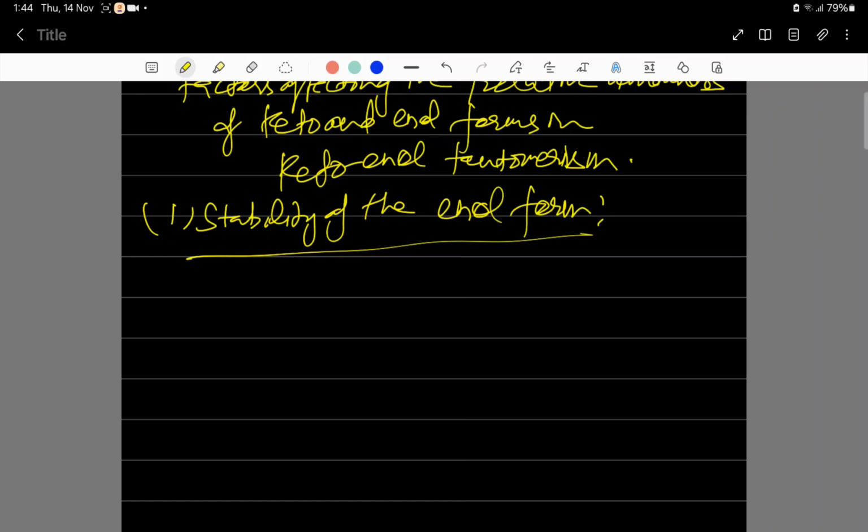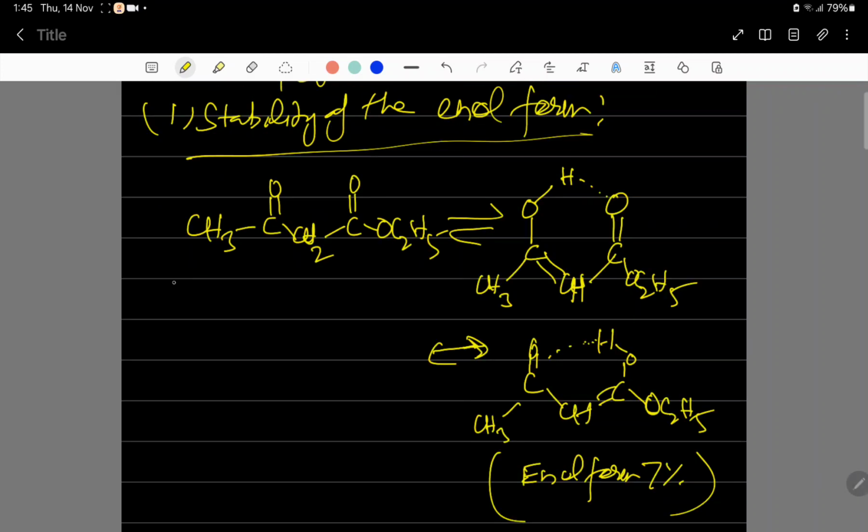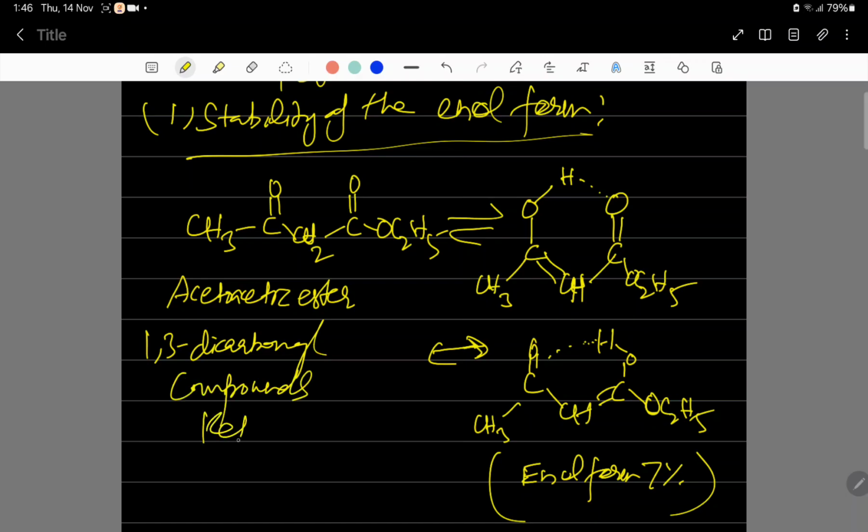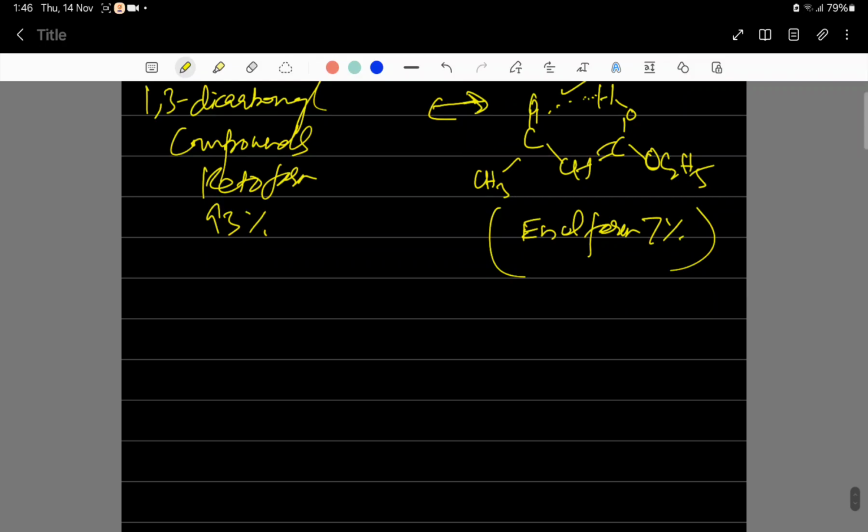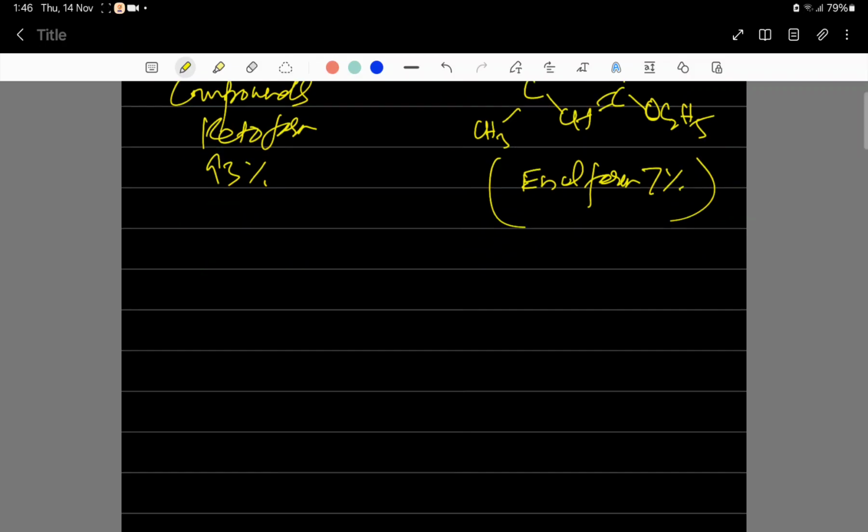For example, in acetoacetic ester, the amount of enolic form is 7%. So this is acetoacetic ester. 1,3-dicarbonyl compounds, which has the keto form 93%. So this is dicarbonyl, two carbonyl groups. So why is this stable? Because of hydrogen bonding, this and this. So similarly, acetylacetone.